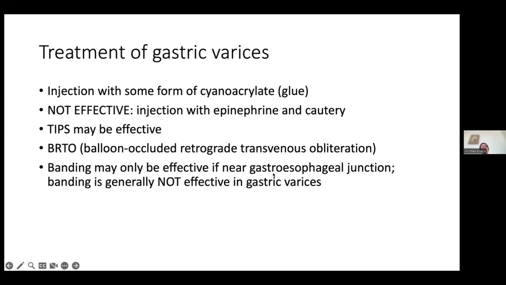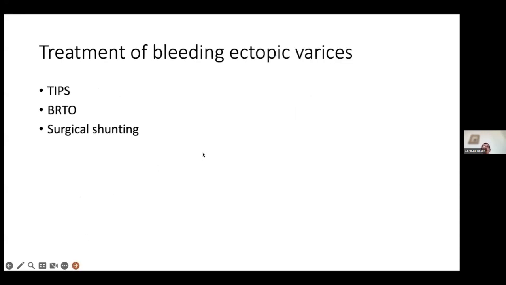So it's just something to be aware of: if you have an interventional radiologist that is familiar with this procedure, you can discuss that with them. And banding doesn't work in gastric varices. Ectopic varices, like small bowel or somewhere there, you can do TIPS, the BRTO, and the surgical shunting. Again, I like a splenorenal bypass. That's what surgical shunting means. I have never seen that done.